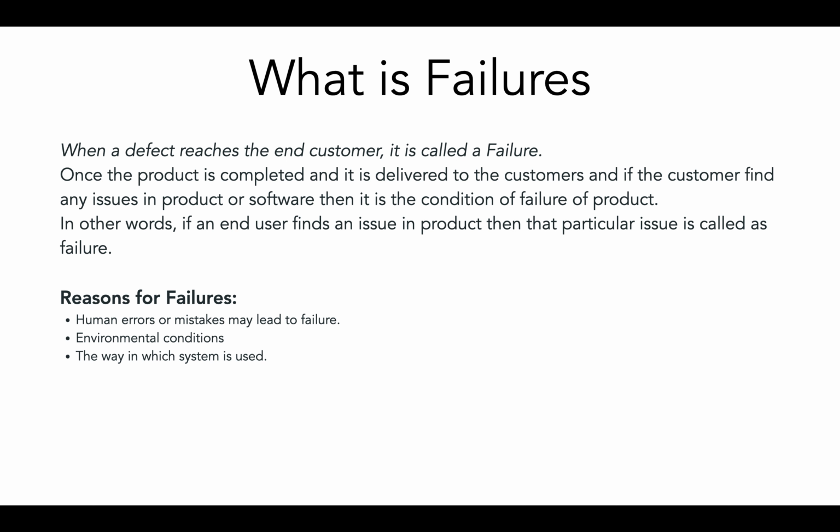The third type is failures, when that defect reaches the customer or end user level and he finds the issue. That is called a failure of a product, and it could be due to things like human errors, environmental conditions, or the way we use a system. So I'm sure all three terms should be clear to you.